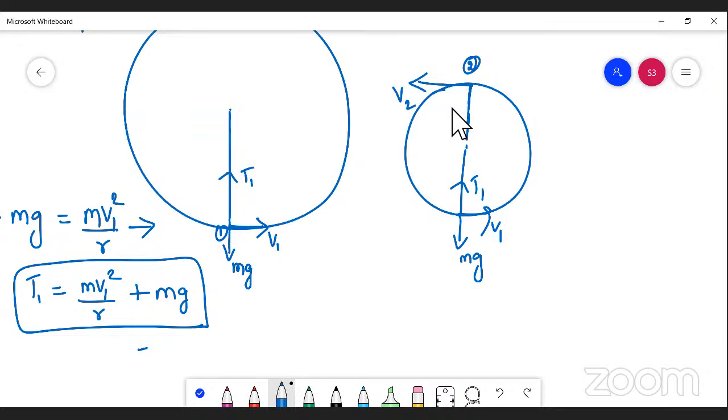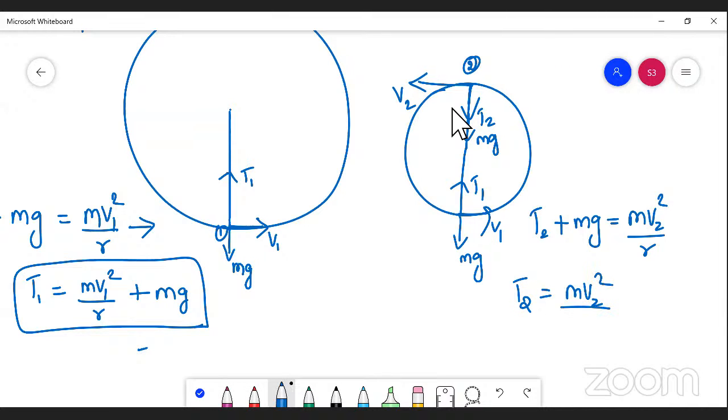The string acts along the inward direction, tension T2, and the weight mg is also acting along the same direction. So the equation is T2 plus mg, which is equal to the net force, m v2 square divided by r, the centripetal force. So the tension T2 is equal to m v2 square divided by r minus mg. This is the tension at point 2, which is the highest point.